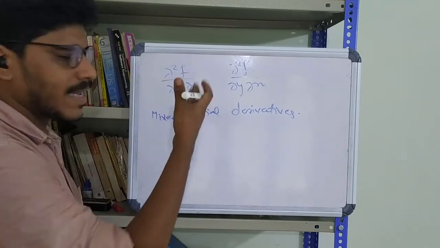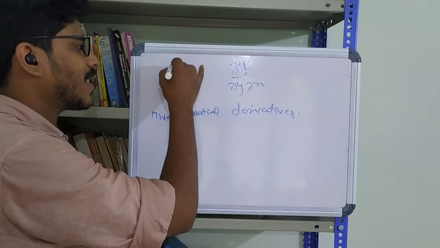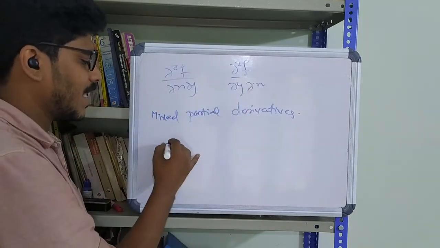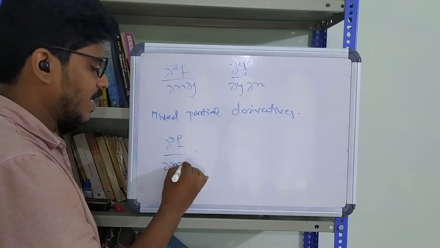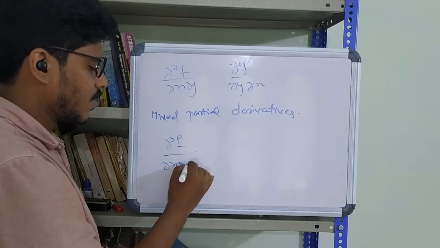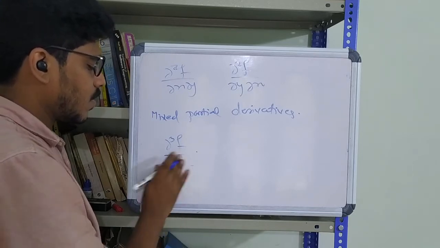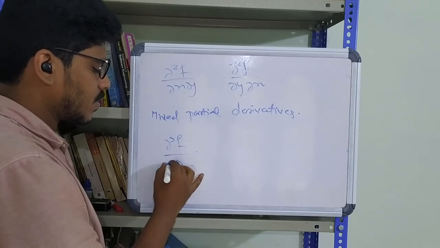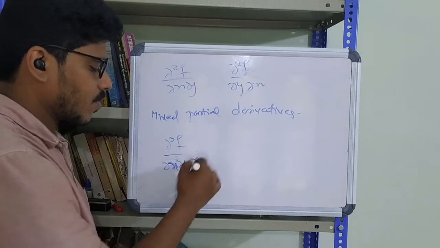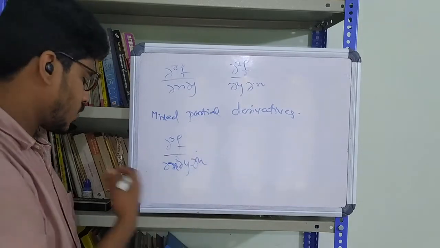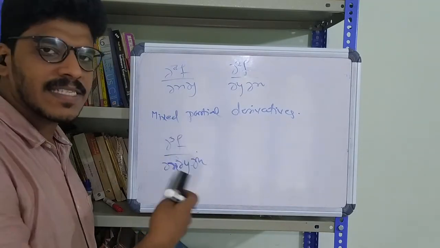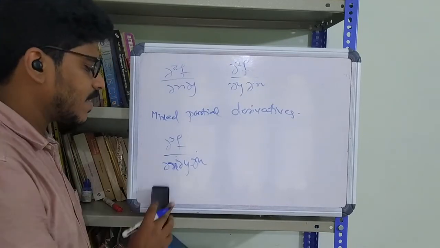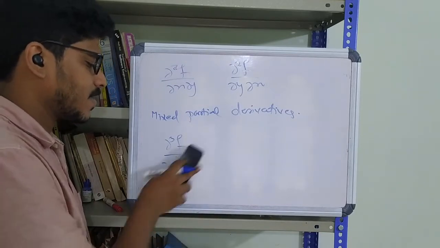See, this can be done again and again. It need not end at ∂² f. So this can be extended to ∂³f by ∂x∂x∂x, or ∂x³, or ∂x∂y∂x, or ∂x∂x∂y, and so on. This can be repeated several times until the derivative remains defined.